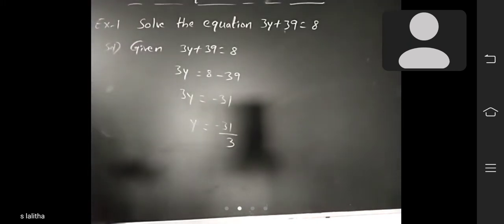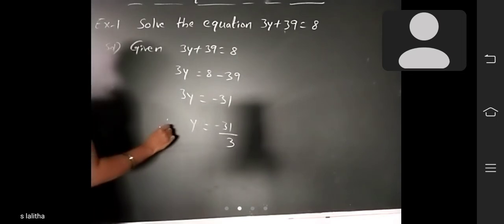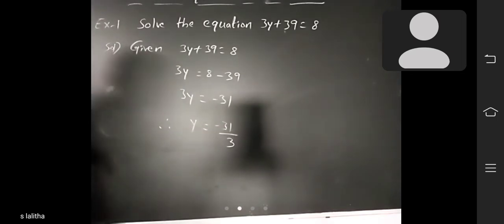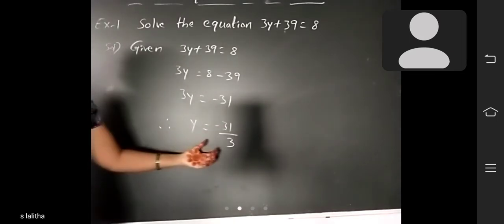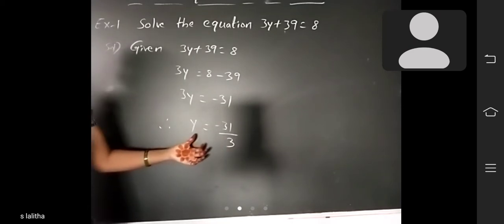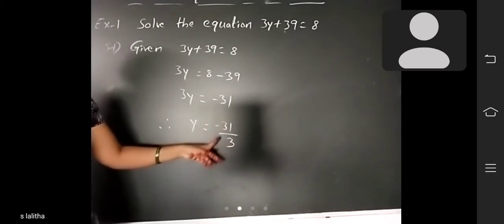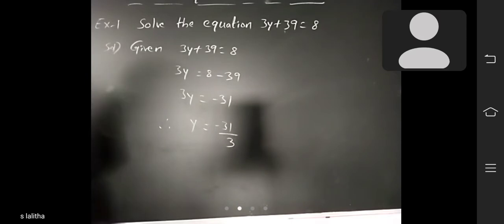Therefore y equal to minus 31 by 3. So this is the solution. So what is the solution? y is equal to minus 31 by 3 is the solution.